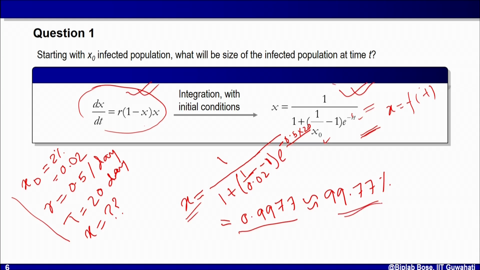That means my model is saying if at initial time point I have 2% of the population infected, then after 20 days 99.77% of the population will be infected. So first type of question is answered. Now look into the second type of question.